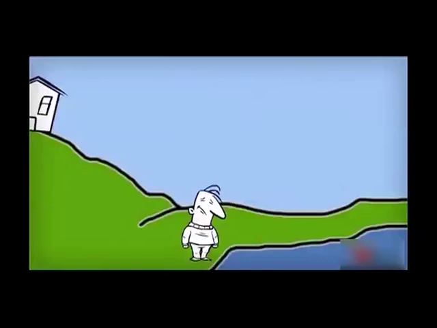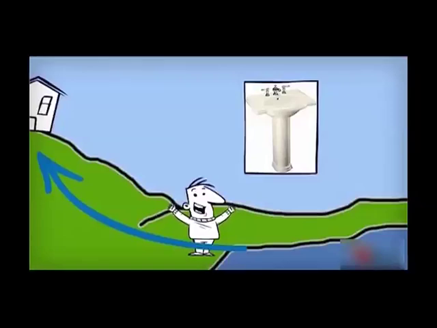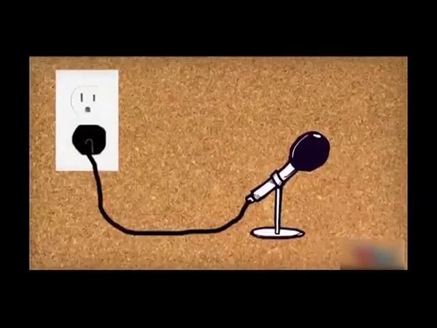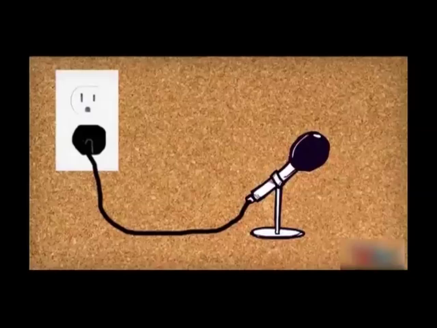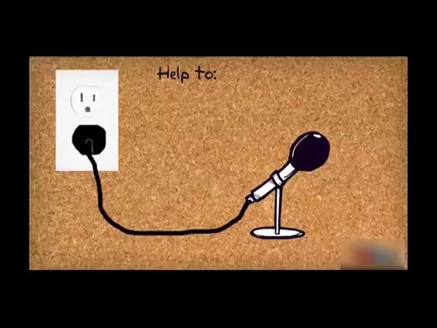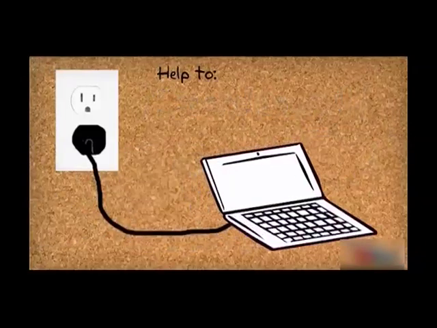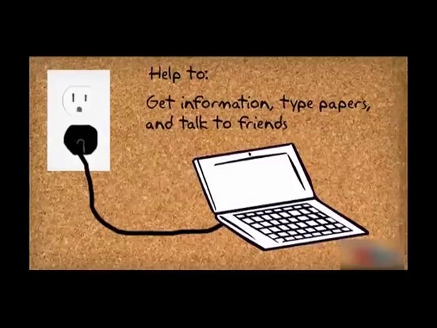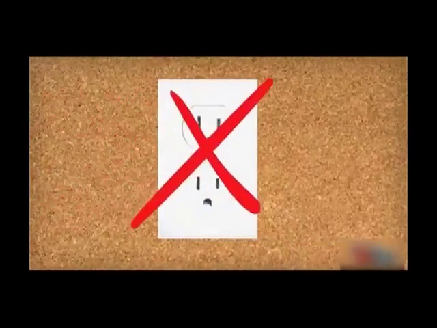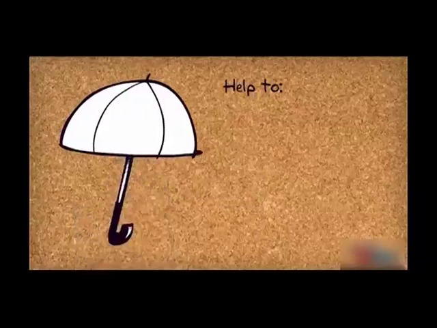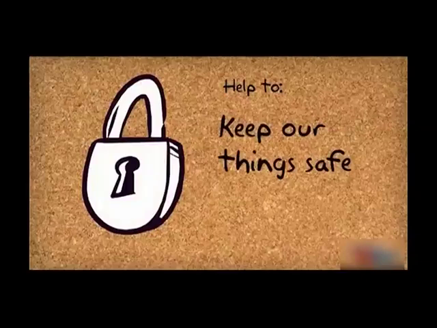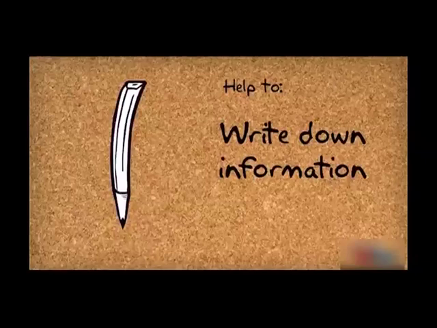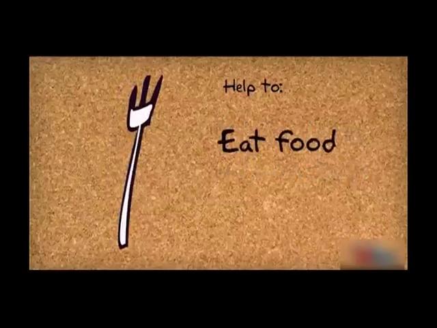Instead of going down to the lake to get water, humans invented a way to bring it straight to our homes with indoor plumbing. Some technologies have wires and plug into the wall, like microphones. Microphones help to record sound. Laptops help us get information, type papers, talk to friends, and much more. But some technologies do not have wires at all. Umbrellas help to keep us dry in the rain, and a lock helps to keep our things safe. A pencil helps us write down information, and a fork helps us to eat food.